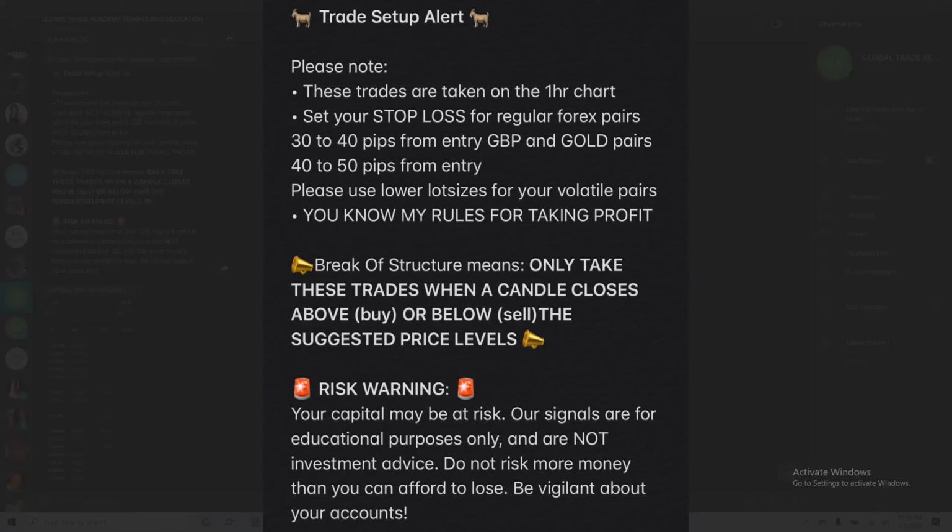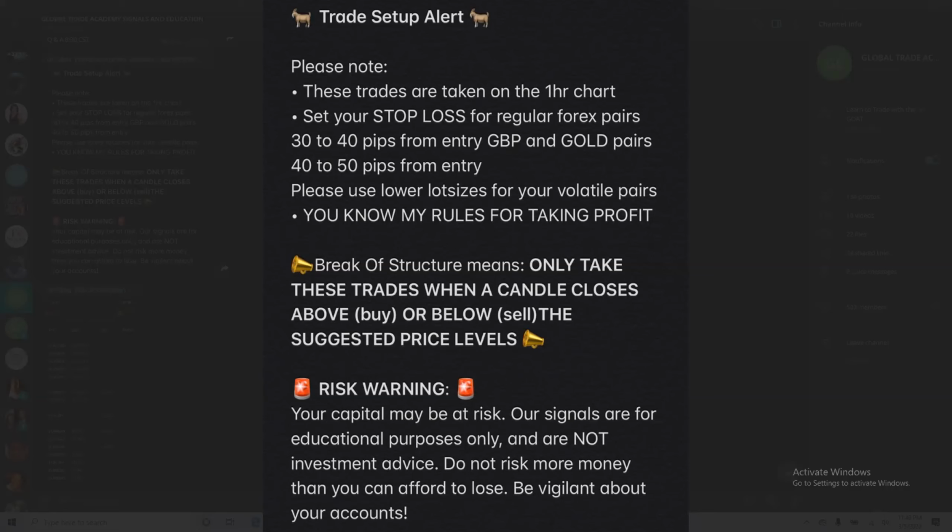And then for your GBP pairs and your gold pairs, we recommend that you set it 40 to 50 pips away from entry. The reason why we recommend two different number ranges is because your GBP pairs, your Euro pairs, your gold pairs, they make really big moves. So what may just be a minor retracement on gold, because you had such a tight stop loss, it will kick you out in a loss instead of letting you gain the profit once the trade moves in the direction that the analysis suggests.